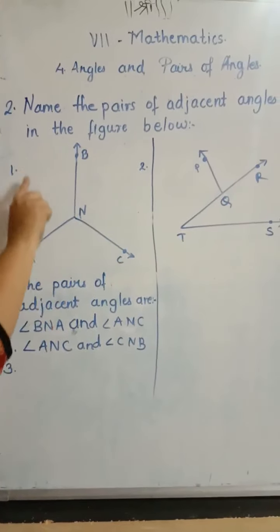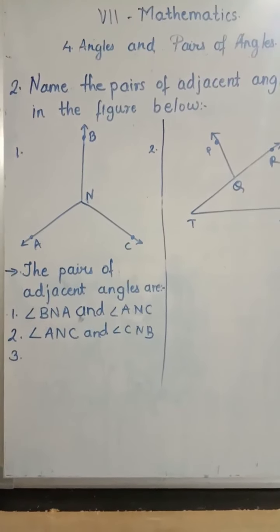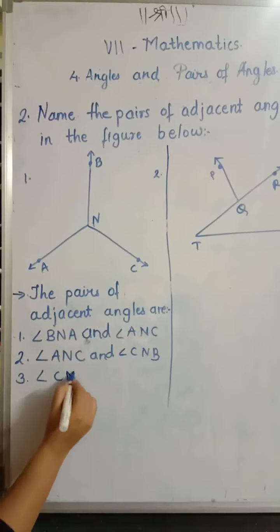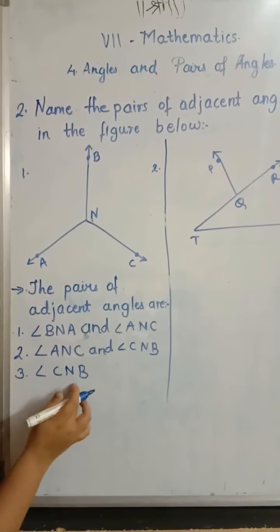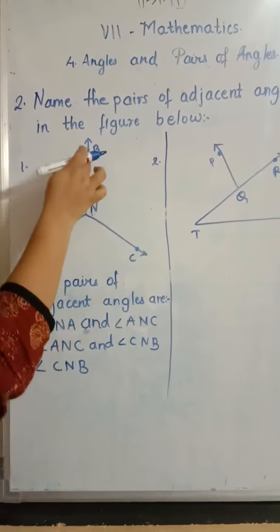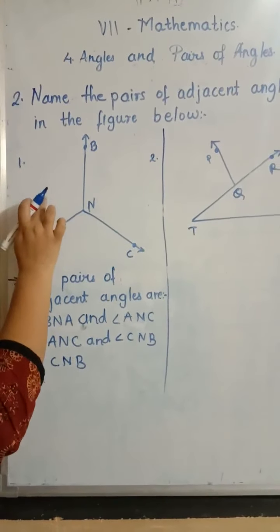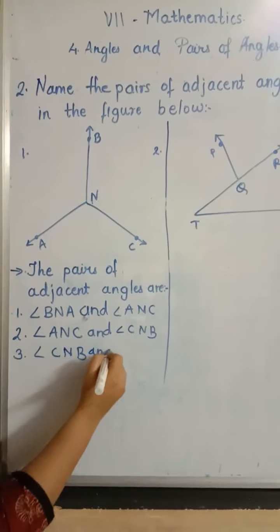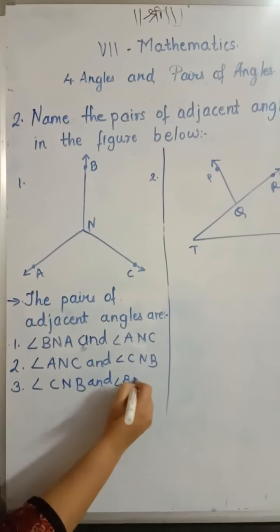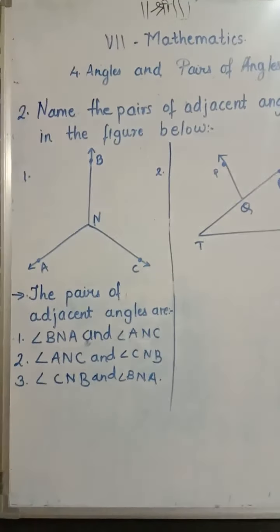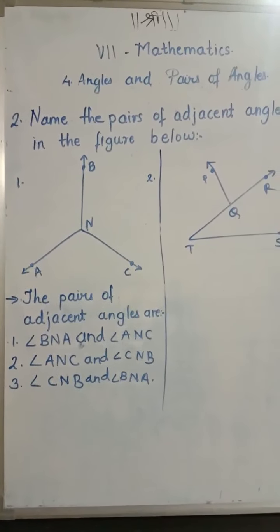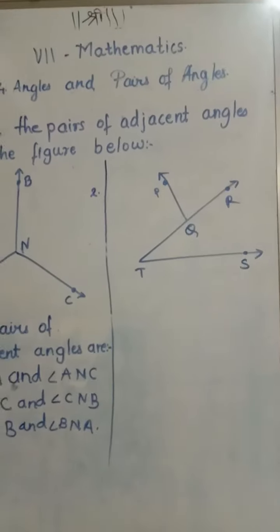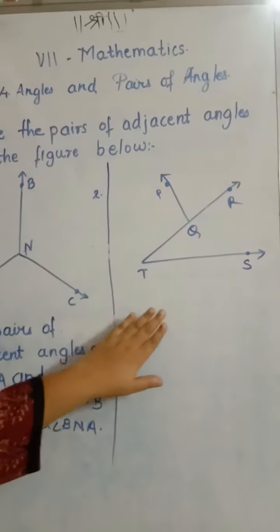This angle is adjacent to this one. So angle CNB I will take down. Now CNB is adjacent to this side, so CNB and BNA. So here we have three pairs of adjacent angles. Now we will see the pair of adjacent angles in this figure.